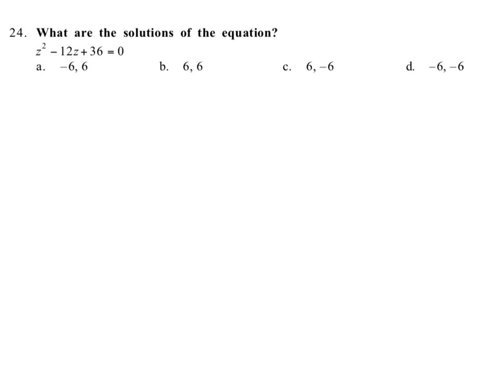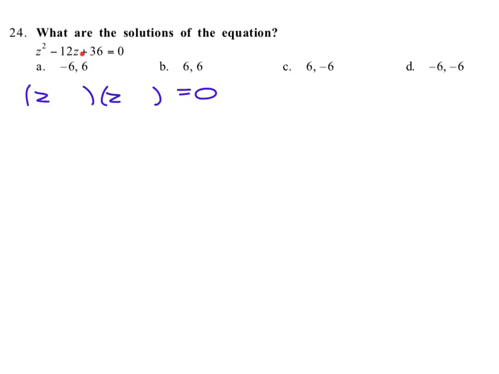Now, what are the solutions to the equation? I'm just going to factor these. How do we factor z squared minus 12z plus 36 equals 0? Okay, and I know that because the coefficient in the front is 1, then it must just be z and z.